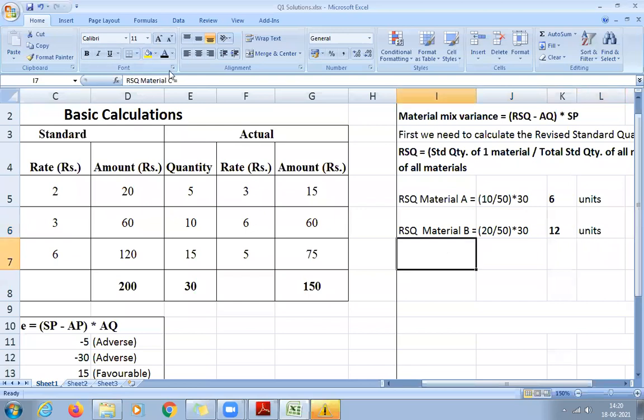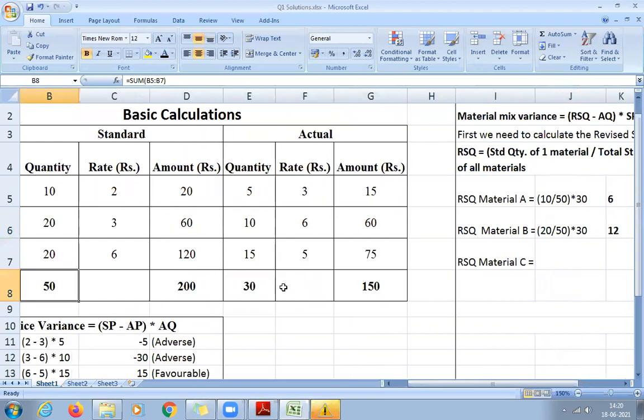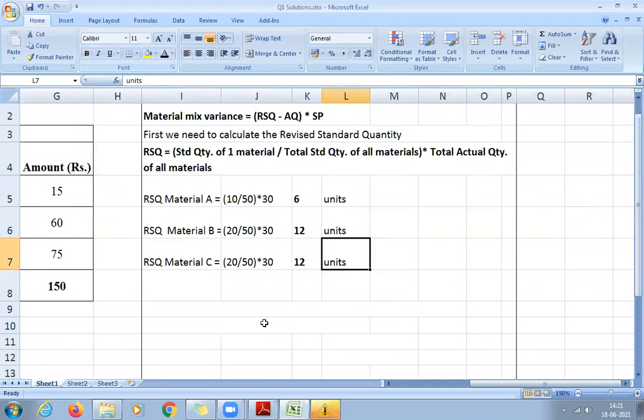Next, you have to calculate for C. So how much is for C? Standard quantity, that is 20. So 20 divided by 50 into 30. 12, sir. It will come same again. It will be 12 units again. Got it, student? So we need to calculate like this. This is what we have to calculate, RSQ, revised standard quantity.